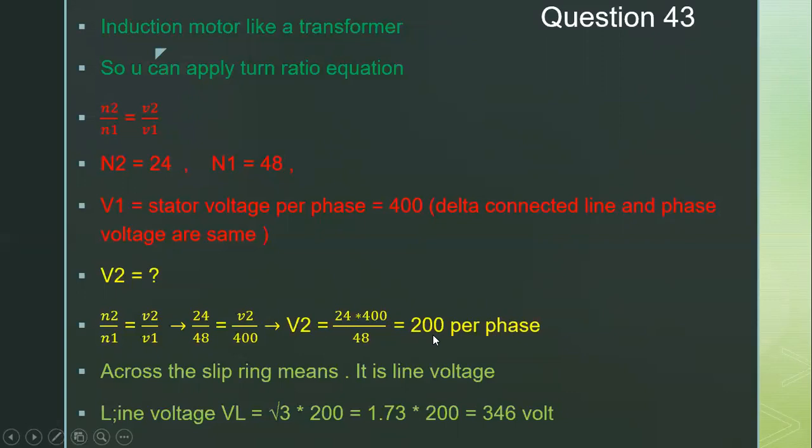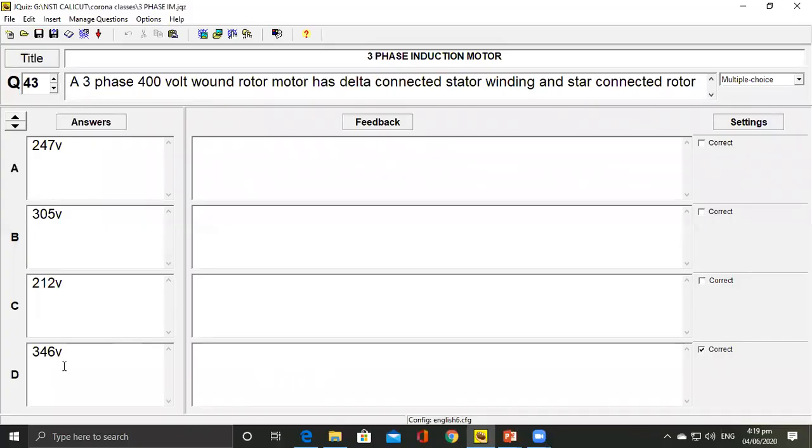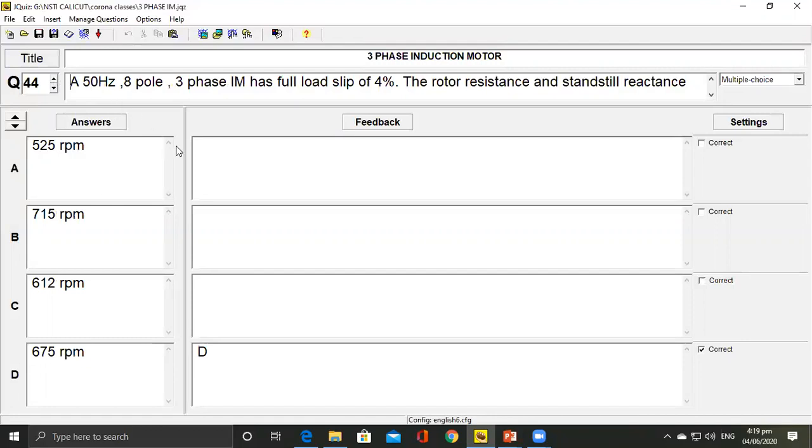Across the slip ring means it is a line voltage. You know that line voltage is equal to root 3 into the phase voltage. Here you are getting the phase voltage, so root 3, which is 1.73, into 200 is equal to 346 volts. So our answer is option D, 346 volts.